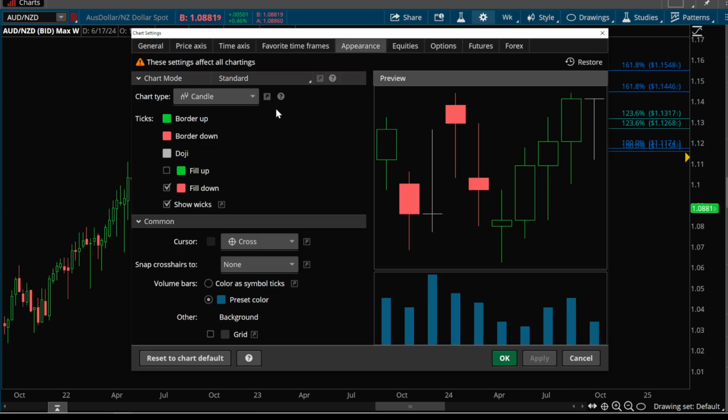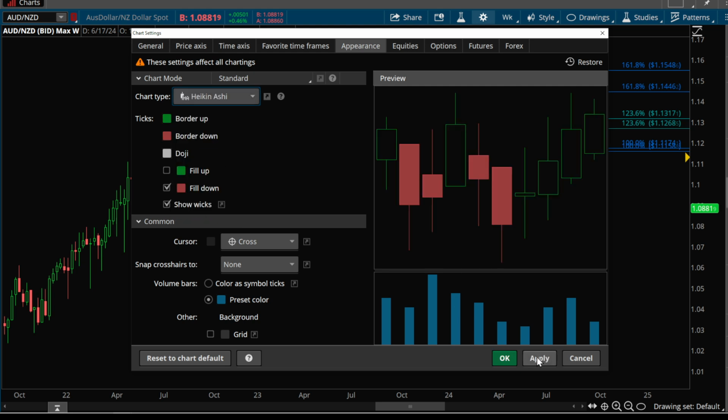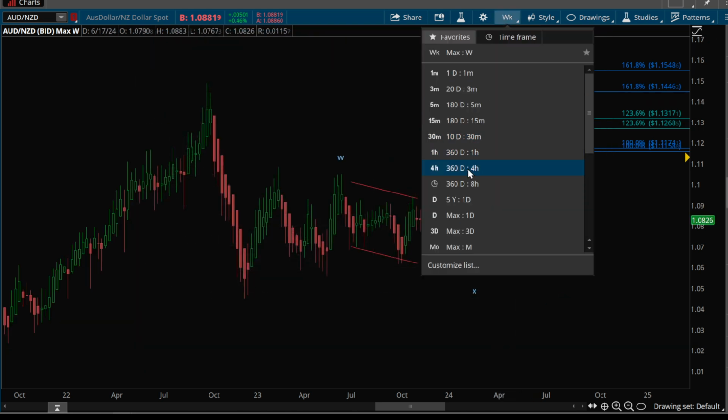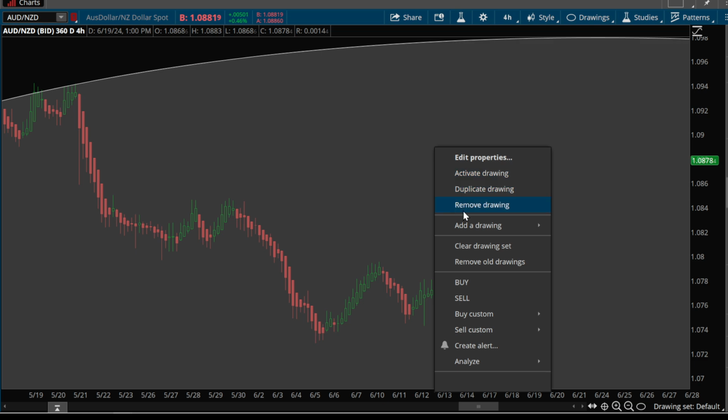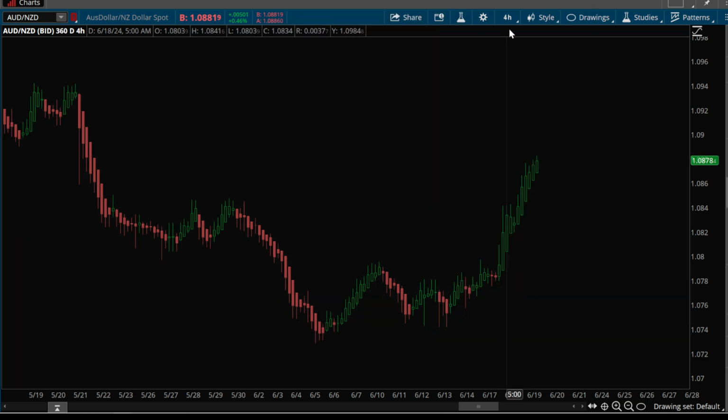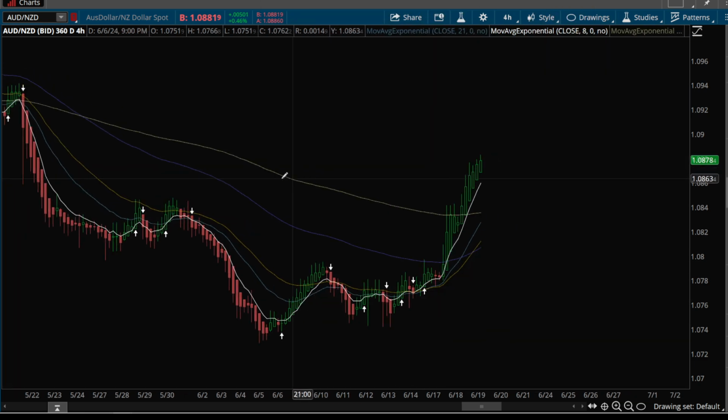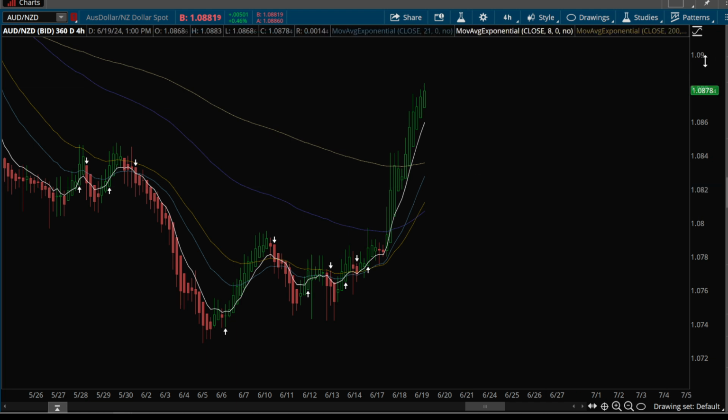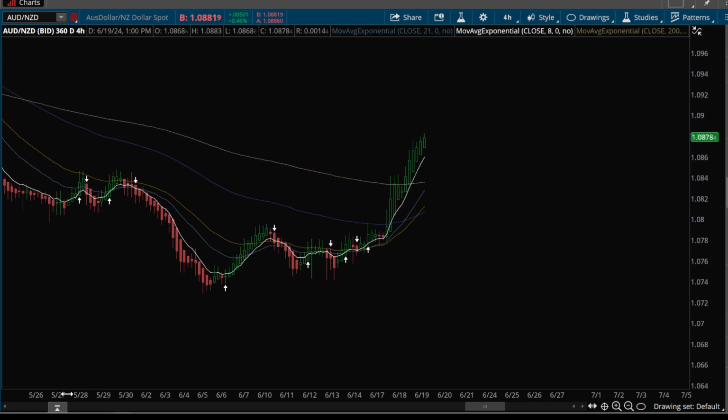All right. Back to Heikin-Ashi. Jump down to the 4-hour chart. Clear this off. Put the indicators on. And we're just waiting for pullbacks now on the 4-hour chart. All right. We're waiting for some pullbacks.